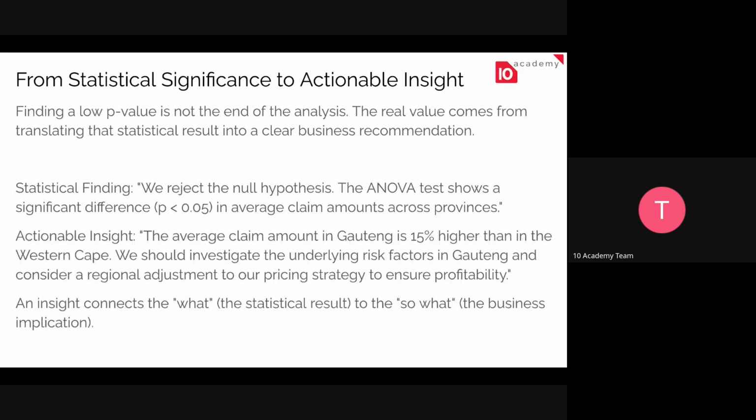Okay. So before we move on to the statistical significance and actionable insights, are there any questions? Is everything clear, guys?